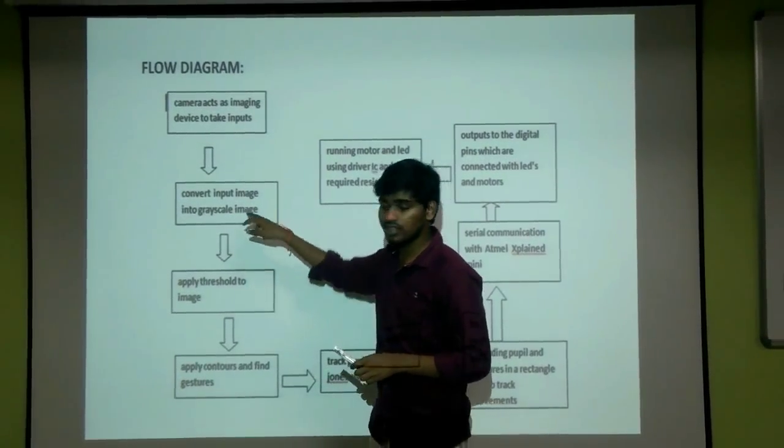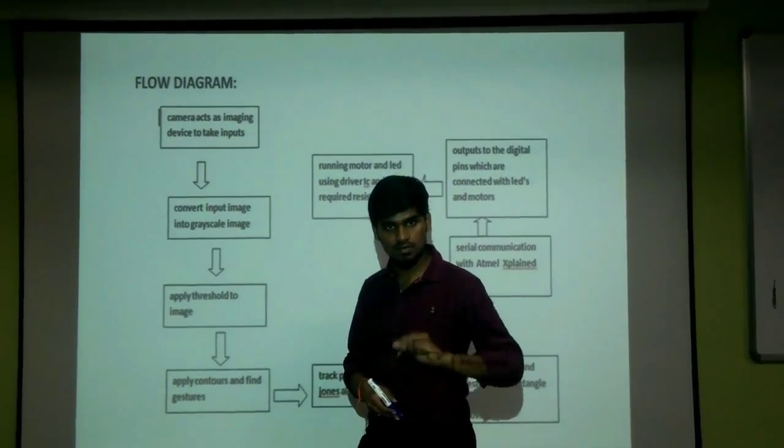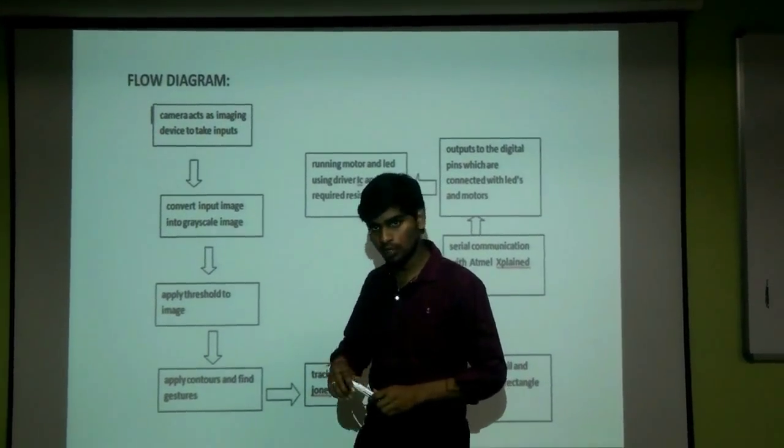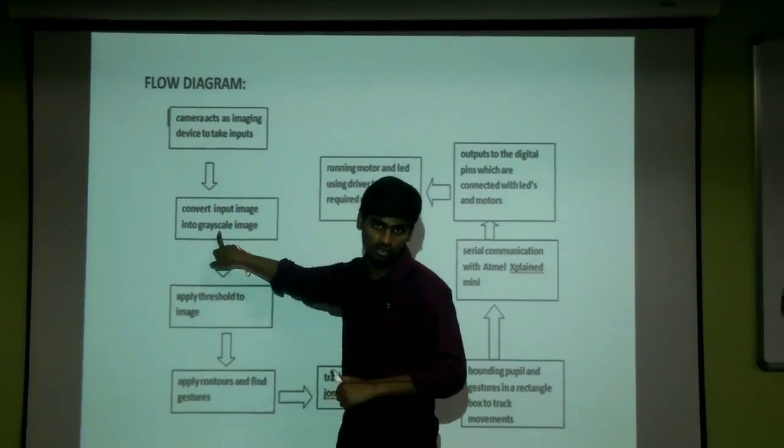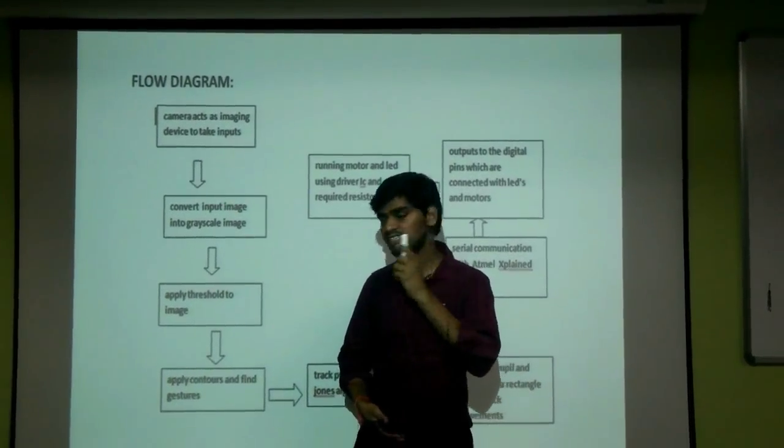The reason to convert it to a grayscale image is that the main image consists of RGB, three different types of colors, which is very difficult to process. If we convert it into grayscale, then the color complexity is reduced and it's easy to process.